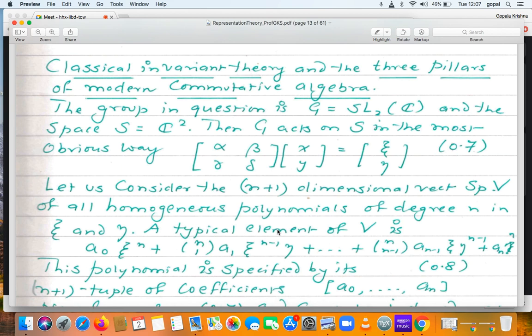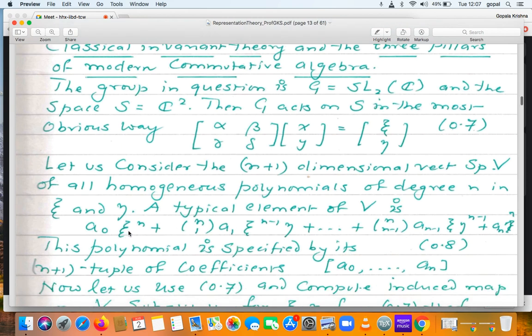A binary form is this expression (0.8) that you see here: a0 chi to the power n plus n choose 1 a1 chi to the power n minus 1 eta, and so on, plus an eta to the power n. It's a homogeneous polynomial of degree n in two variables chi and eta.